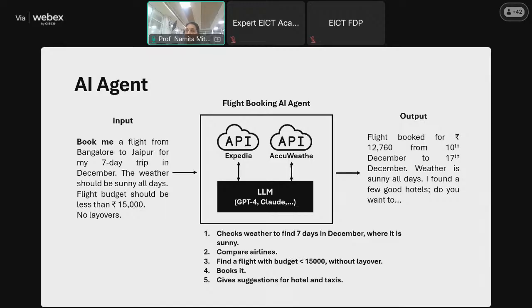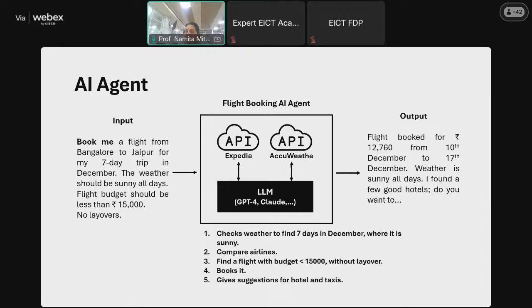weather of 7 days. So we call another API, AccuWeather. So two APIs are working and both are communicating with the LLM. So first it checks whether it can find 7 days in December, because it's asking for December, where it is sunny. Weather is to be checked. Comparing airlines is the role of the second AI agent. Find a flight with budget.